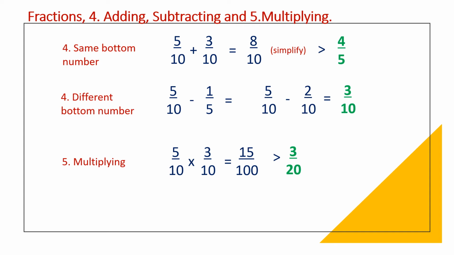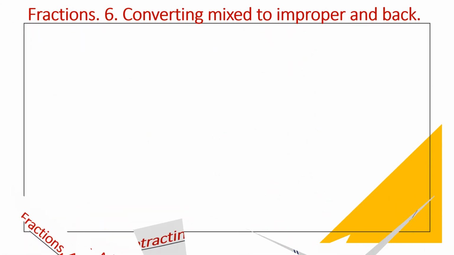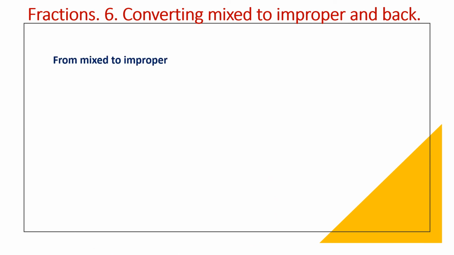Now let's look at converting mixed and improper fractions, to an improper and back. So let's go from a mixed to an improper fraction. Now a mixed fraction is a combination of whole numbers and a fraction. But sometimes, especially when you're doing certain calculations, you need to convert this to an improper fraction so you can carry out that calculation. So how do we do that?